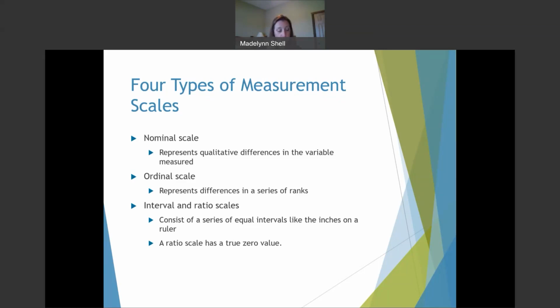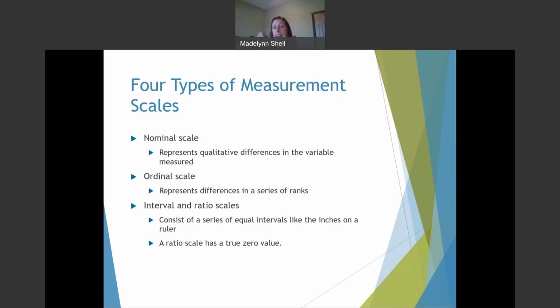Interval or ratio scales. Interval scales have no absolute zero, but they're numerical. And they have a series of equal intervals like inches on a ruler. So things like IQ tests or sometimes personality test scores will give you a number, but with interval, 0 doesn't really mean anything, right? In contrast, ratio scales have a true 0. So 0 means something.